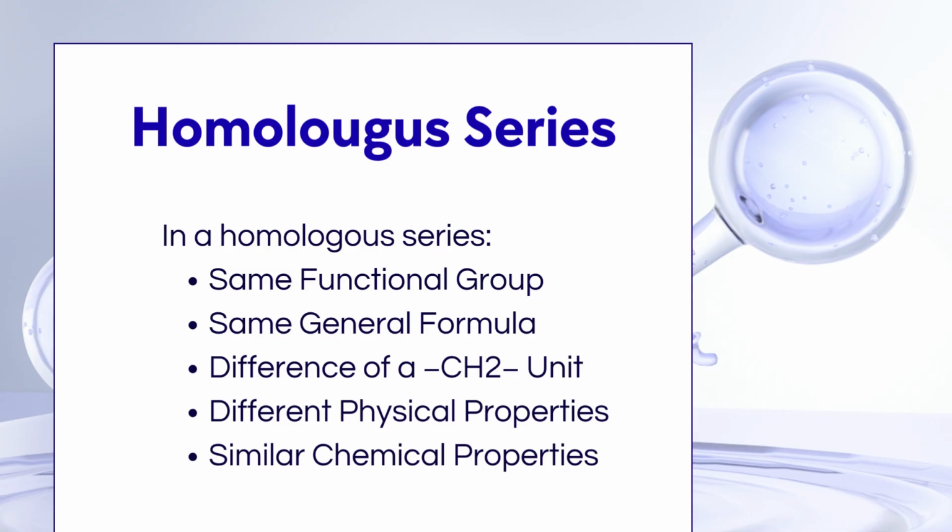As the number of carbon atoms increases down the series, the physical properties of the compounds, such as boiling point, melting point, and density, change in a regular, predictable manner. Because they have the same functional group, all members of a homologous series undergo the same types of chemical reactions.